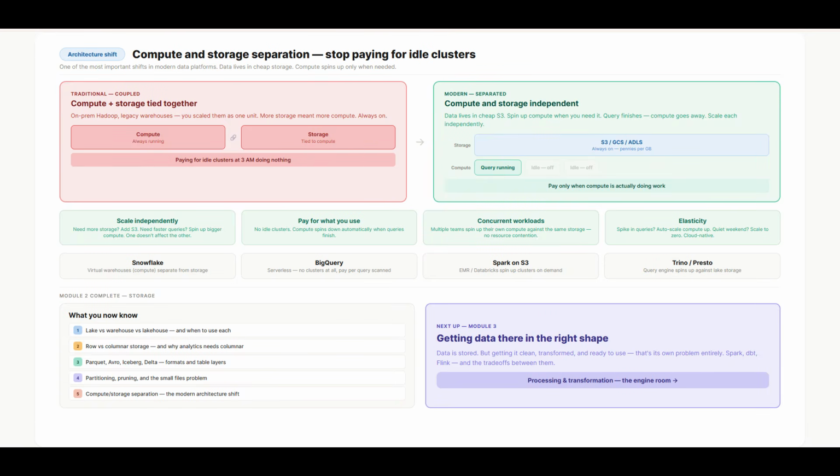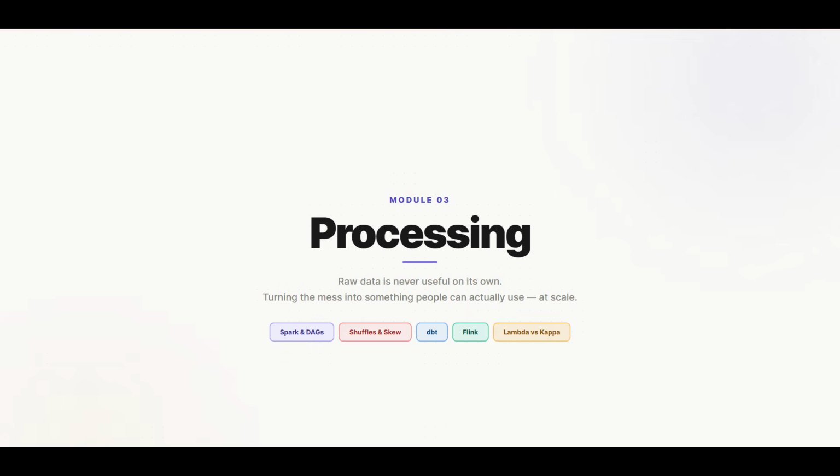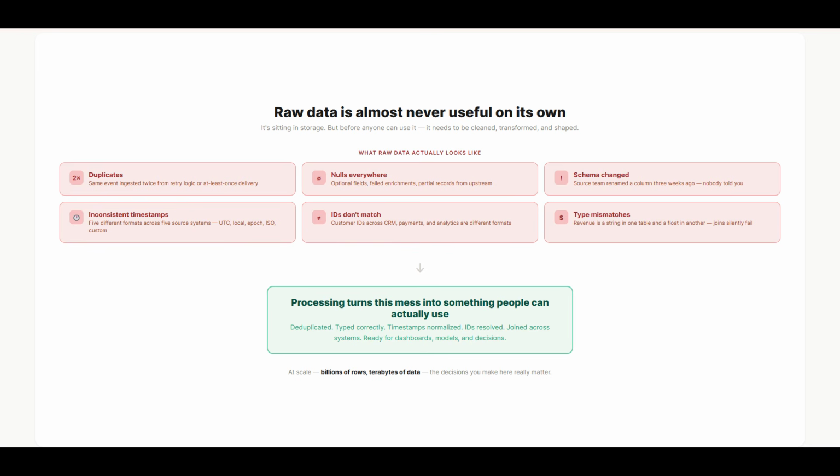So now you know where data lives and how it's physically organized, but getting it there in the right shape, clean, transformed, ready to use, that's its own problem entirely. That's what Module 3 is about, processing data at scale, how you take raw, messy, high volume data and turn it into something your business can actually use. Let's get into it.